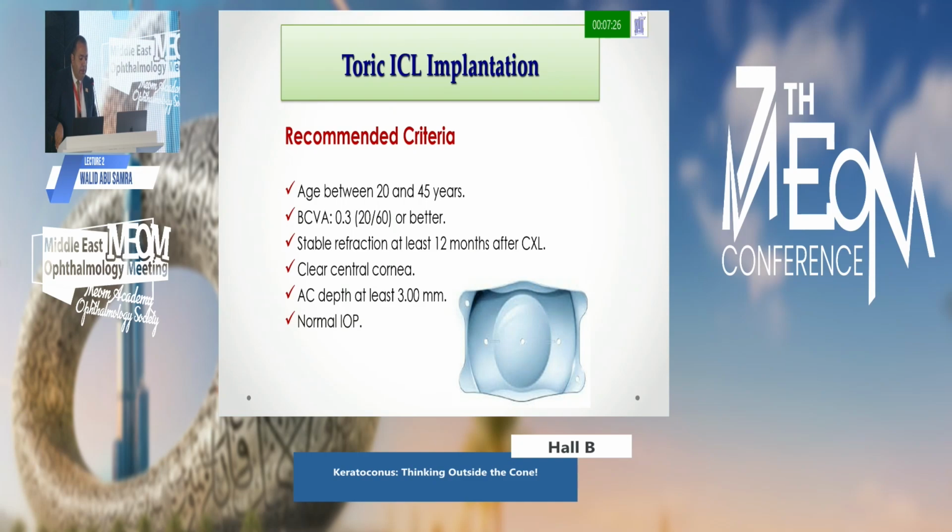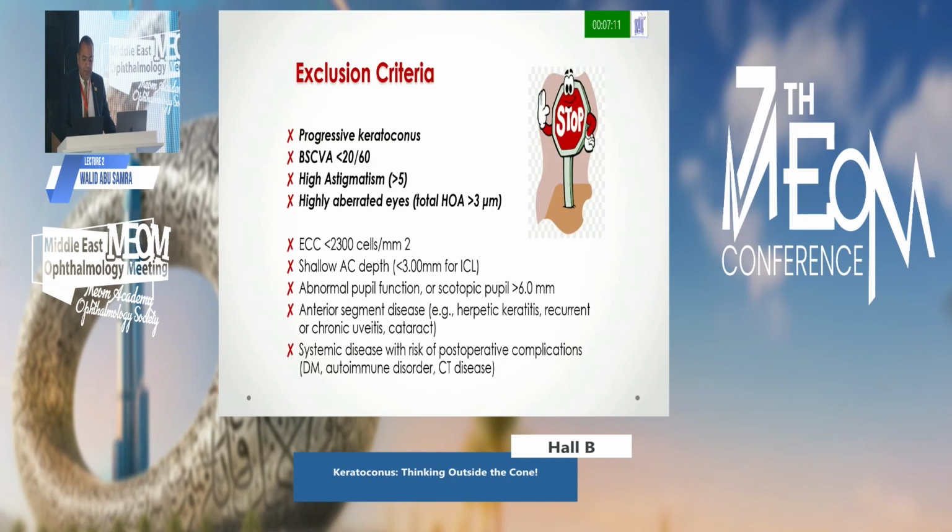When considering toric ICL implantation in cases of keratoconus, I recommend these criteria, the same as any recommendation: according to the age, the best corrected visual acuity, stability of the vision, clear cornea, and ACD not less than 3 millimeters with normal IOP.